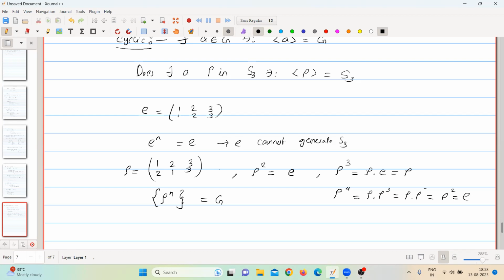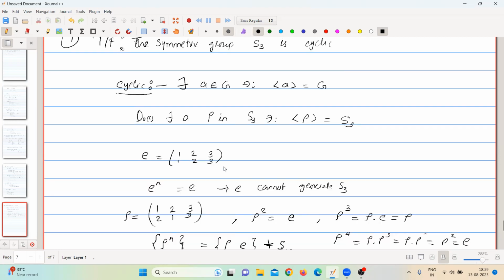So the set of all rho power n contains rho and identity. The element itself and the identity element also. Is this clear? So it is not equal to the full G, or Sn. Our G is Sn here. So this case is also discarded. That means rho cannot generate the full group.